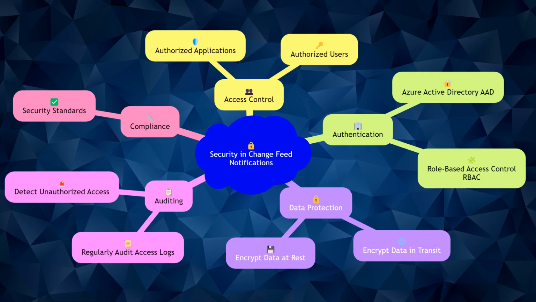Security is a critical aspect of implementing change feed notifications. Ensure that access to the change feed log is restricted to authorized users and applications. Use Azure Active Directory (AAD) for authentication and role-based access control (RBAC) to manage permissions. Additionally, encrypt data at rest and in transit to protect sensitive information. Regularly audit access logs to detect any unauthorized access attempts. By implementing these security measures, you can safeguard your change feed data and ensure compliance with security standards.